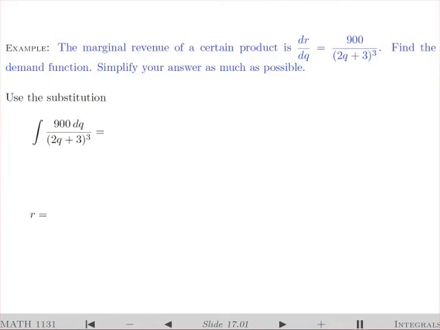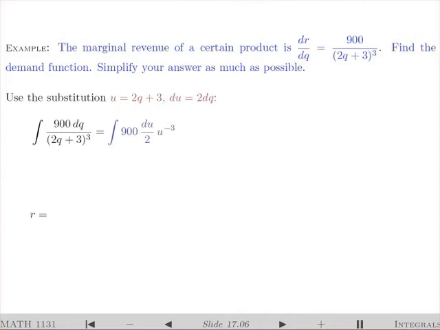The indefinite integral of 900 dQ over the cube of the quantity 2Q plus 3. Our rule of thumb tells me to try the substitution u equals 2Q plus 3. du is 2 dQ, so dQ is du over 2. In the integral we are trying to do, I have the 900, a constant factor, times dQ, which is du over 2, divided by 2Q plus 3 to the power 3. I am going to bring it up to the numerator, so I have to use a negative exponent. The quantity inside the parentheses is u, so it's u to the power negative 3.